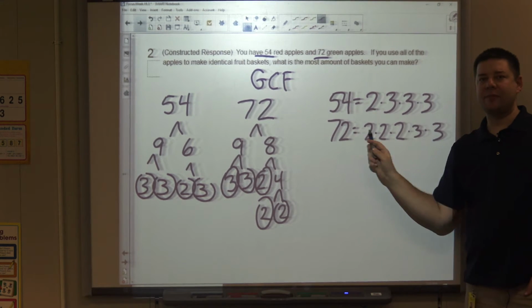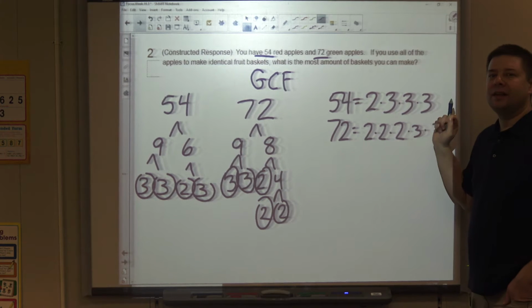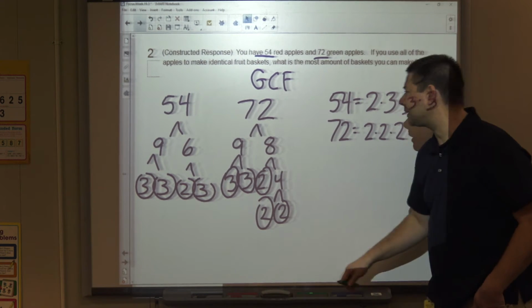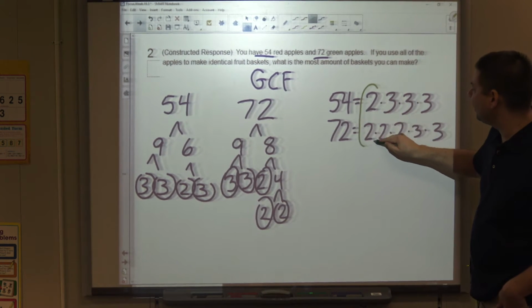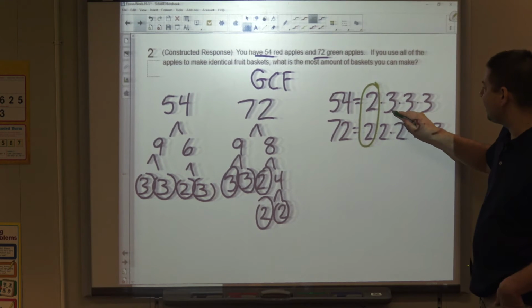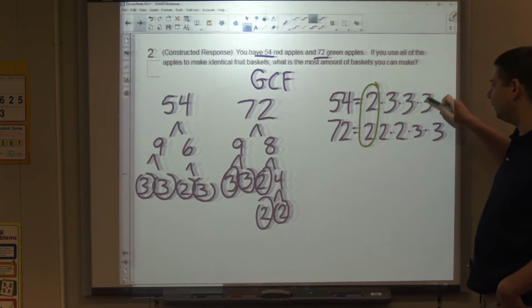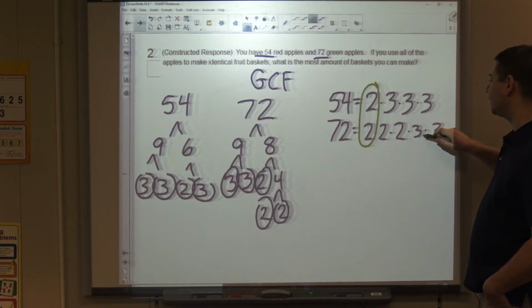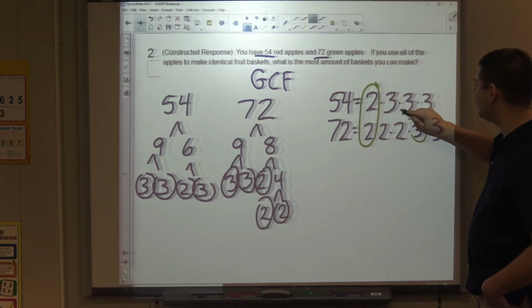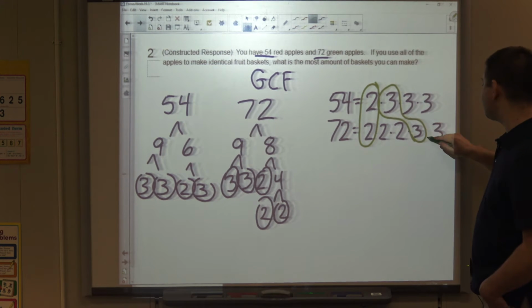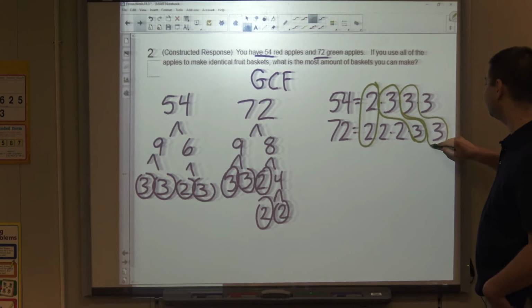Okay, now I've listed out my prime factorization. I want to pick the partners. All right, so I'm going to switch up my colors here. I've got a partner here of 2 and 2. I've got a 2, but no 2's up here. Another 2, but no 2's up here. A 3, which I can partner up with a 3 here. And then another 3, which I can partner up here.